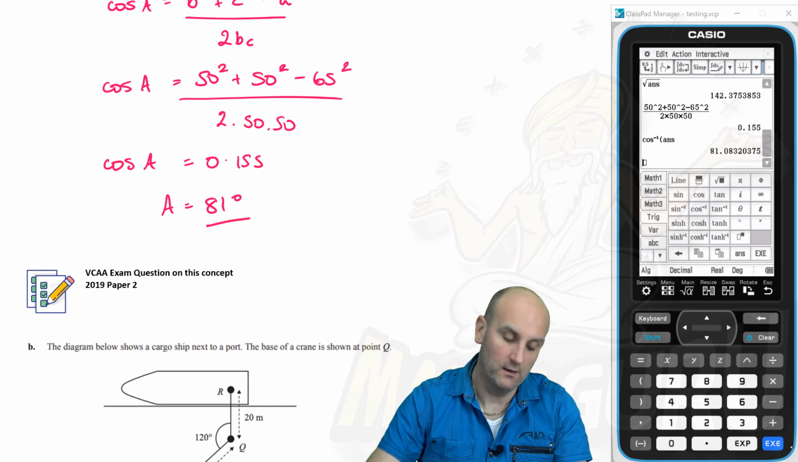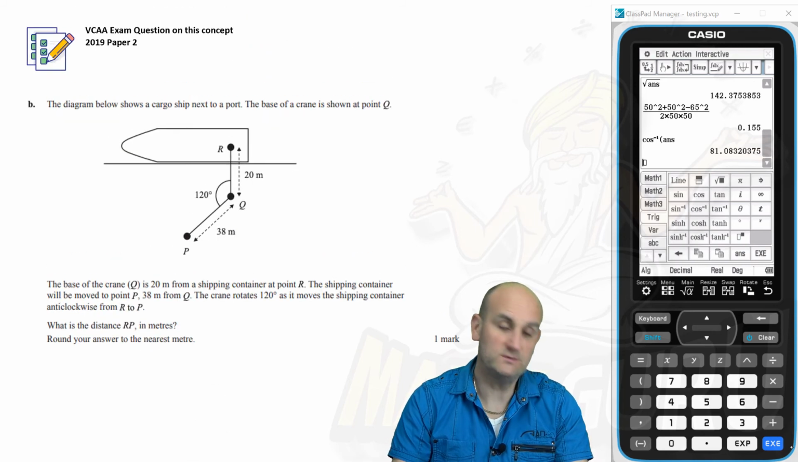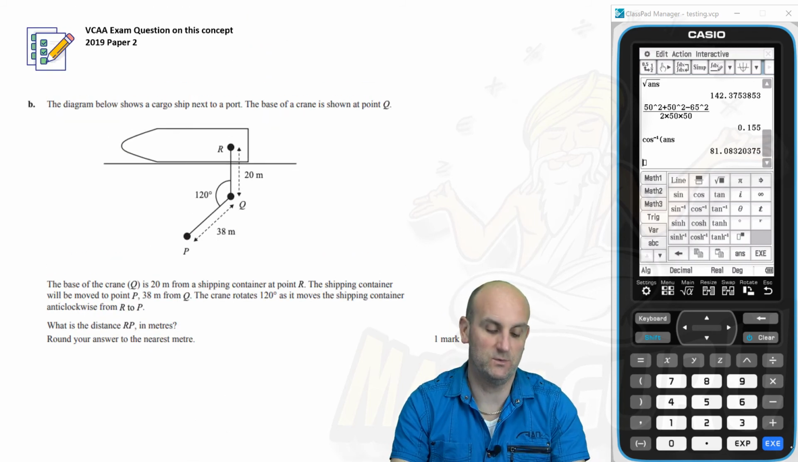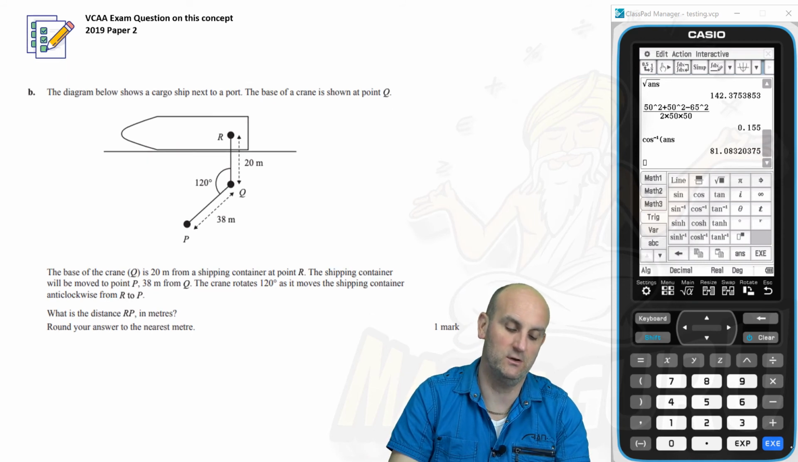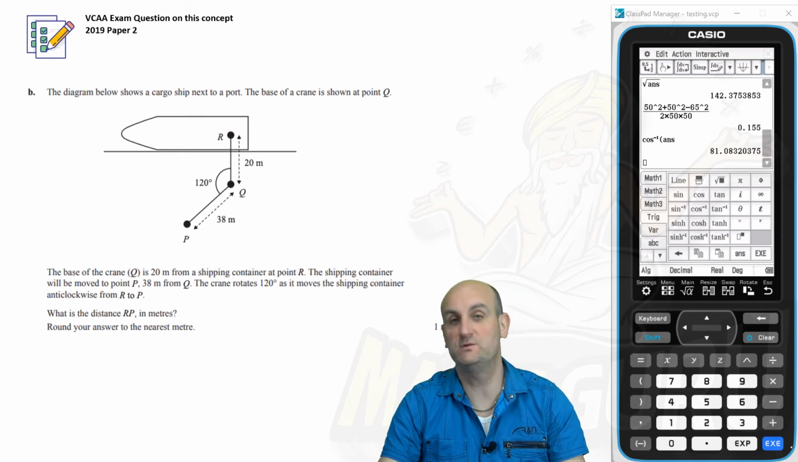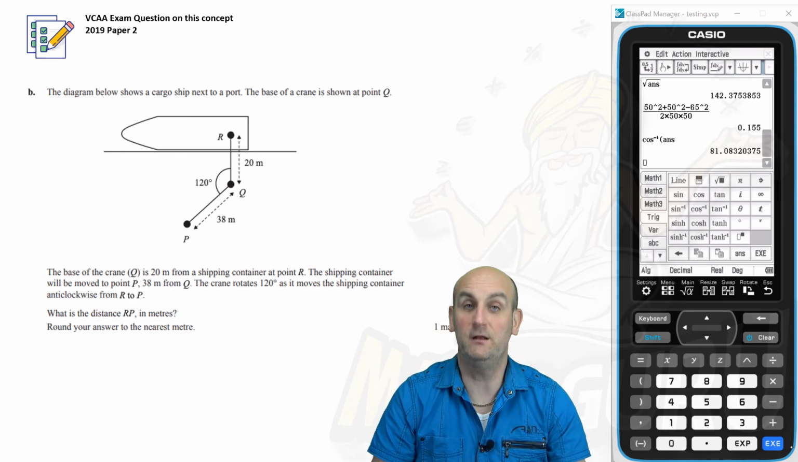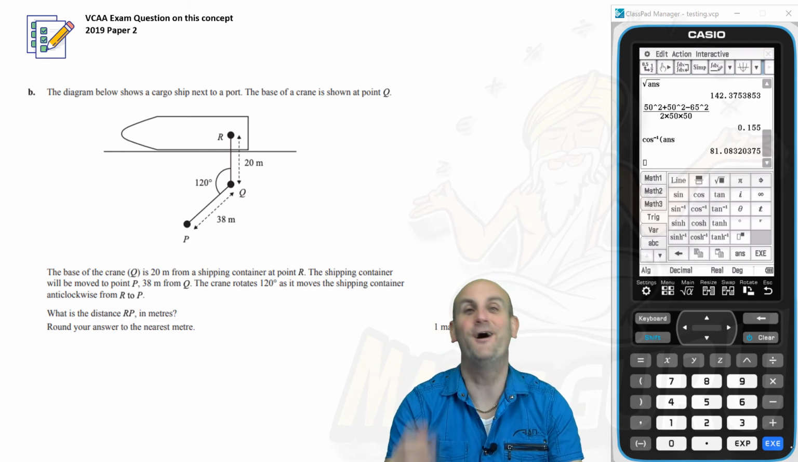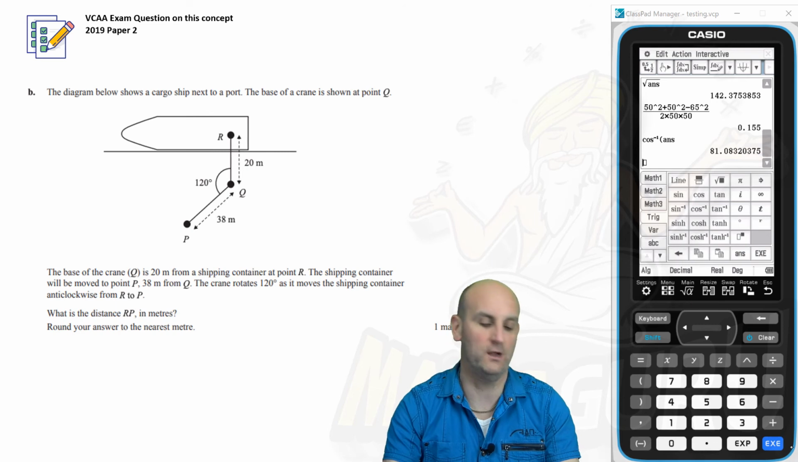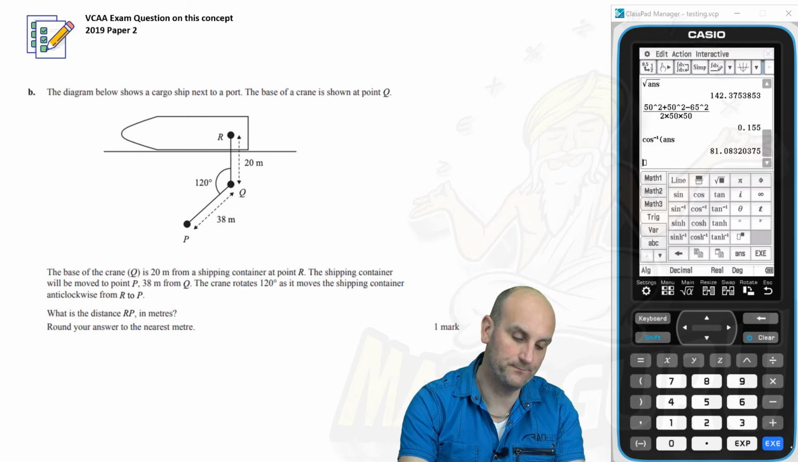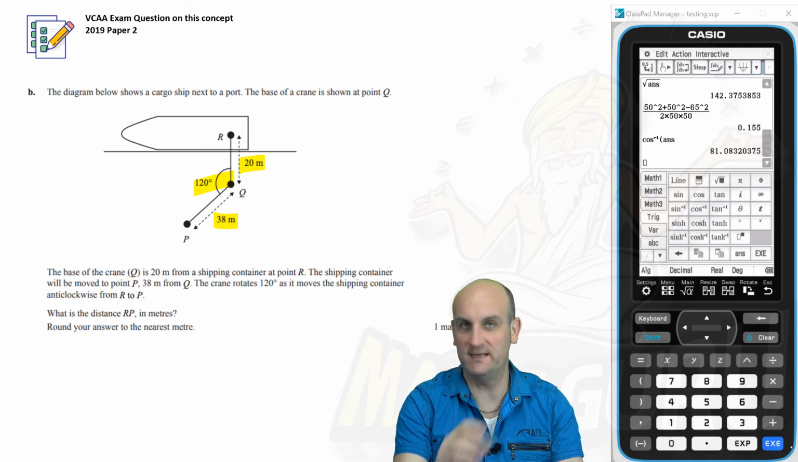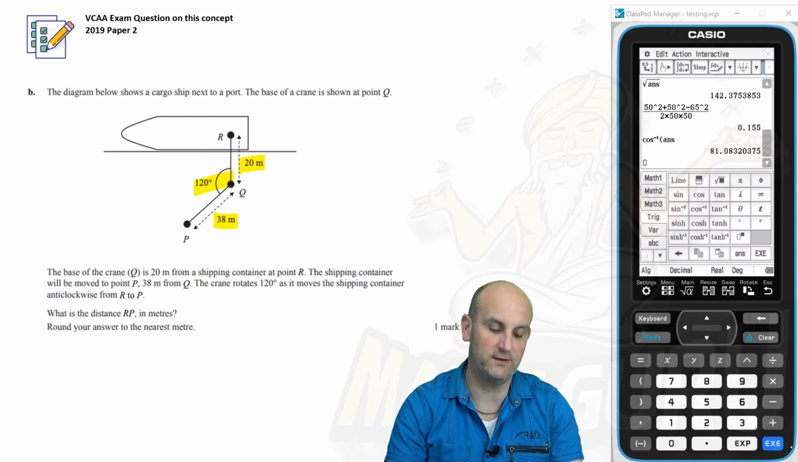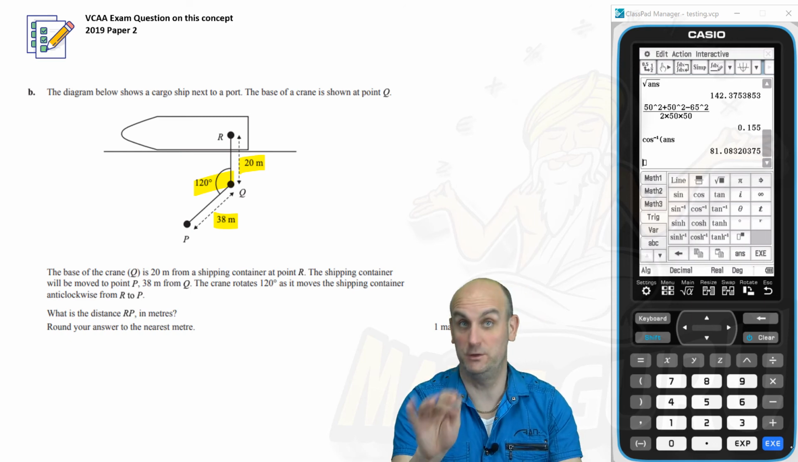Last one, this was on 2019 paper 2 as well. The diagram below shows a cargo ship next to a port. The base of a crane is shown at point Q. Now again, to be honest with you, I didn't see the ship or the crane, don't really care. When I'm looking at this and going, hold on a minute, I can see part of a triangle, I can see a side length, and an included angle. I bet it's going to ask me the cosine rule. The base of the crane is blah, blah, blah, blah. To be honest with you, that is all rubbish. Not interested, but you should read it.